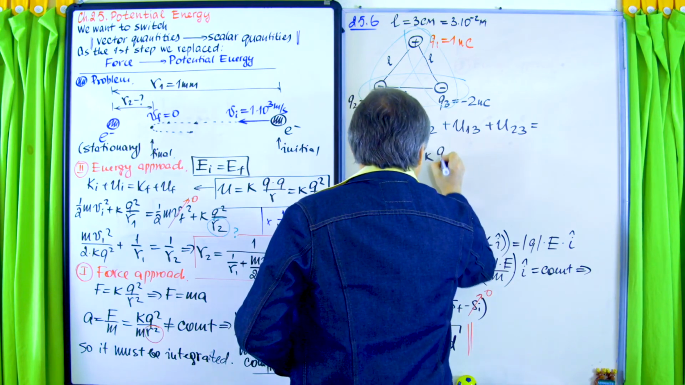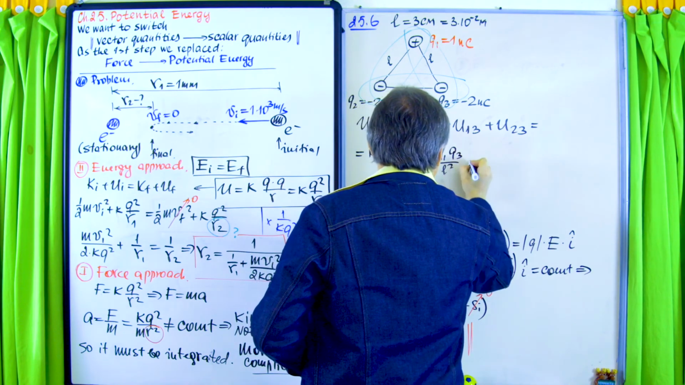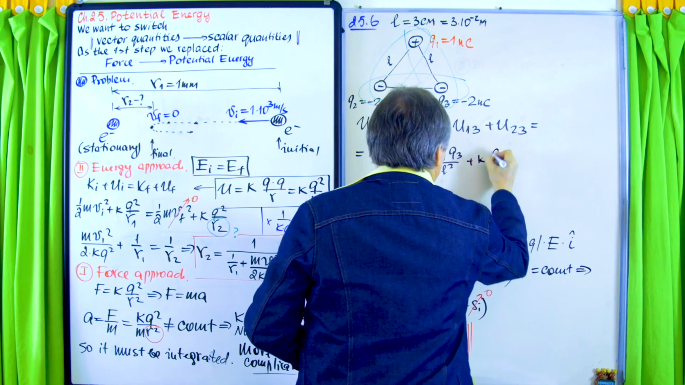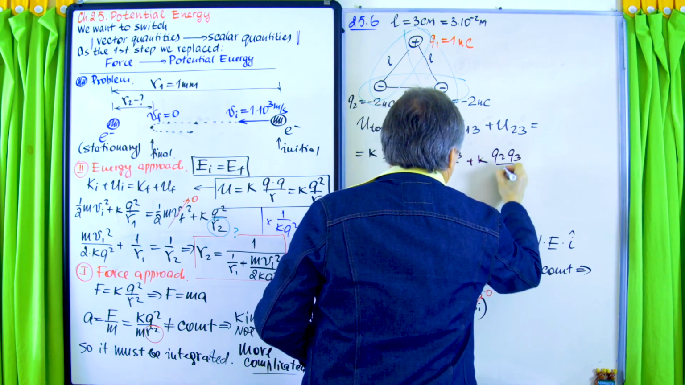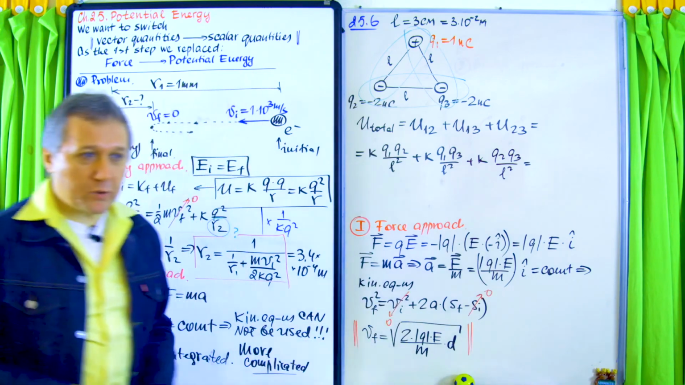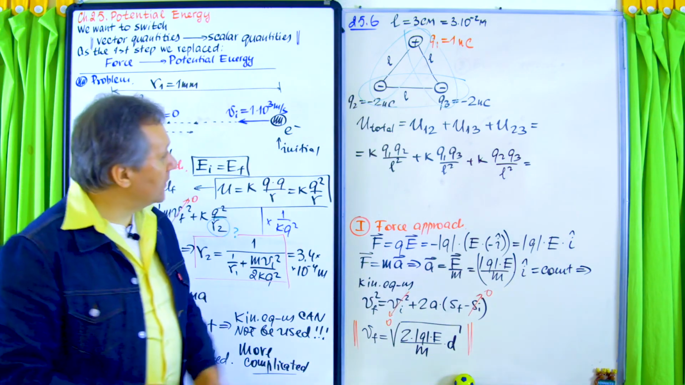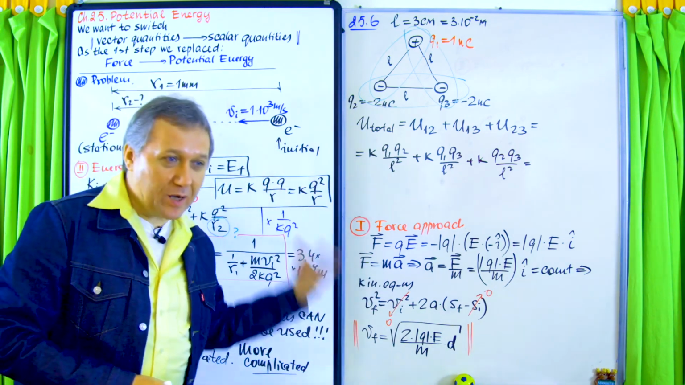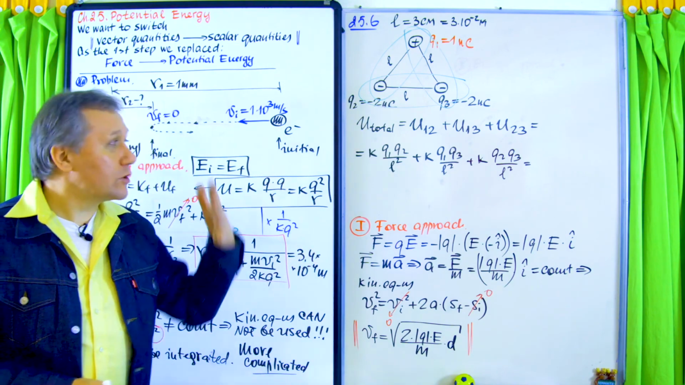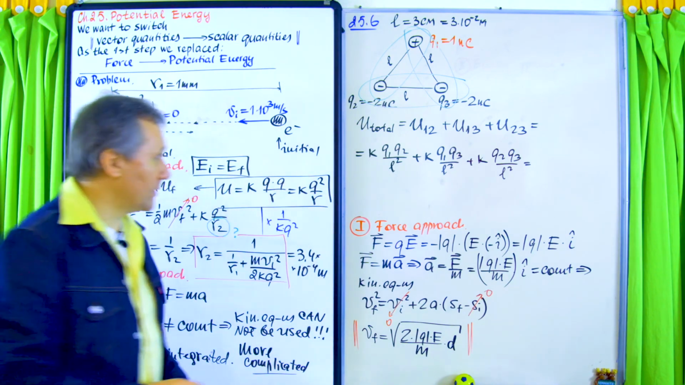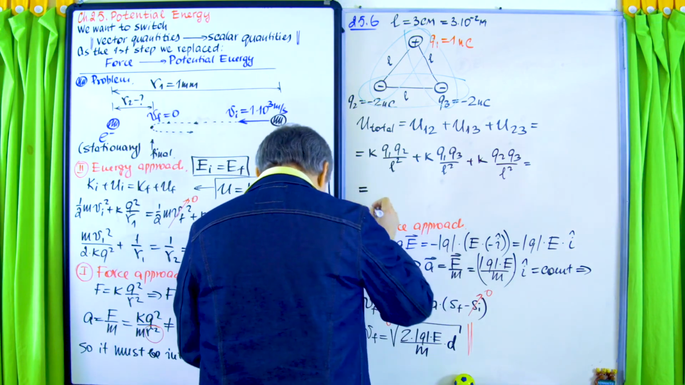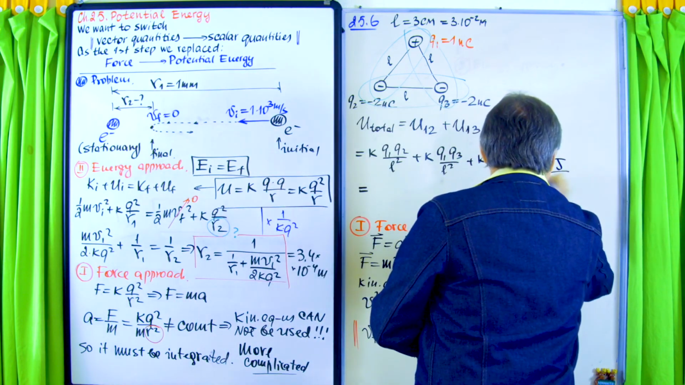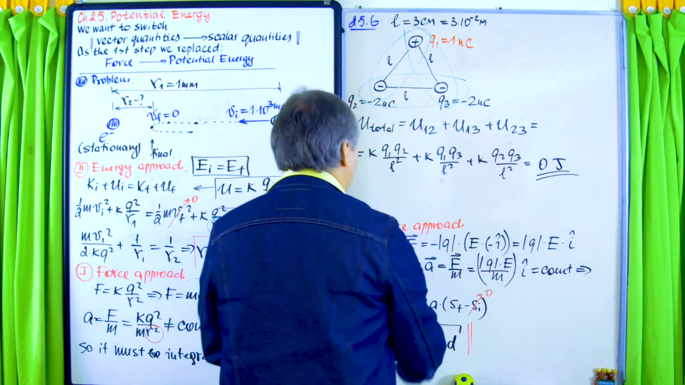Plus k Q1 Q3 over L squared, and plus k Q2 Q3 over L squared. So as simple as that. In this case, two terms are going to be negative, one is positive, but if you add them up, in this particular case, the total potential energy is going to be zero. I will just write the answer immediately: 0 joules. You can plug in the numbers.